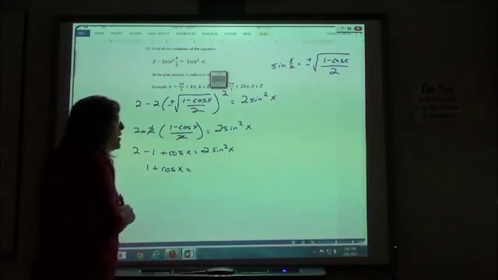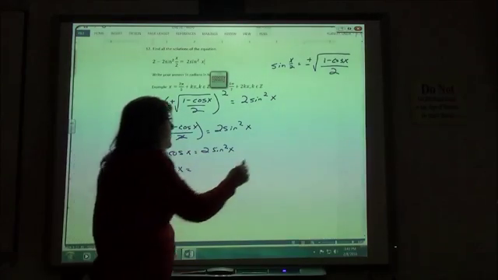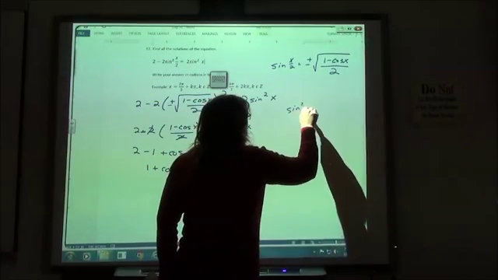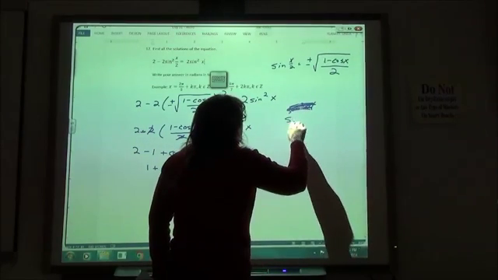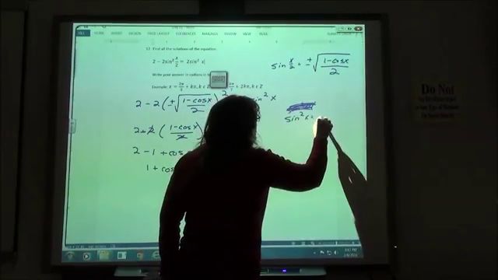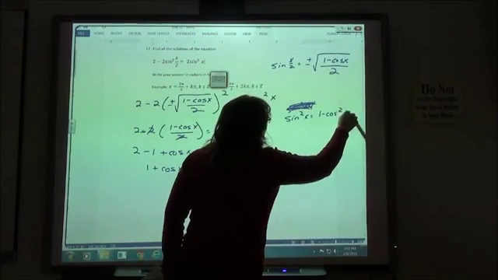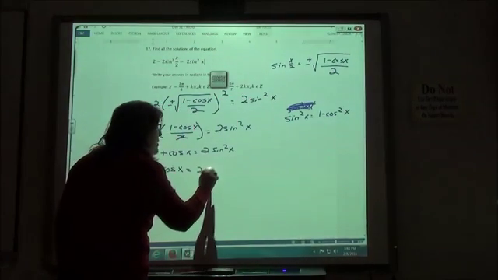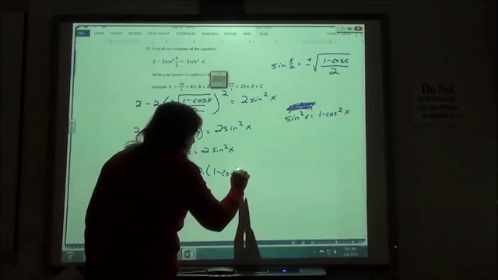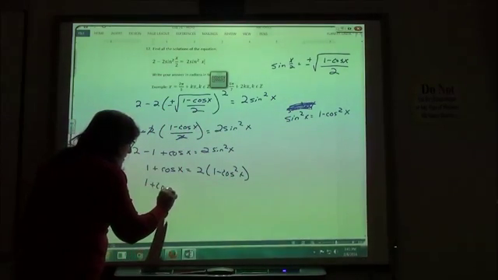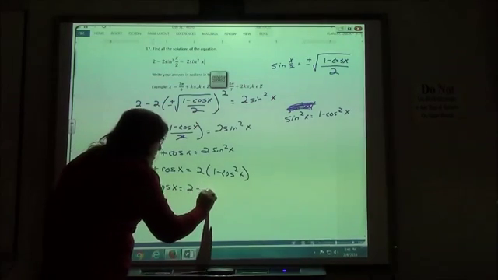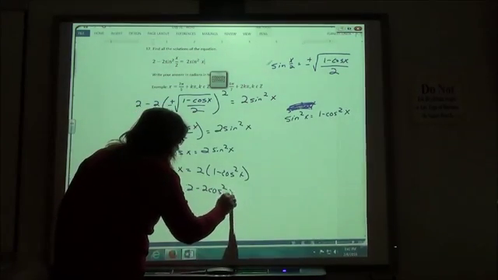Again, here we're going to want to use our Pythagorean identity. The sine squared of x equals 1 minus the cosine squared of x. So I'm going to have 2 times 1 minus the cosine squared of x. So 1 plus the cosine of x equals 2 minus 2 cosine squared of x.